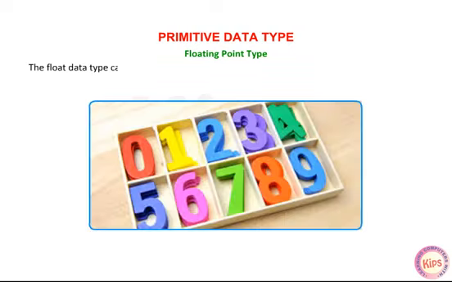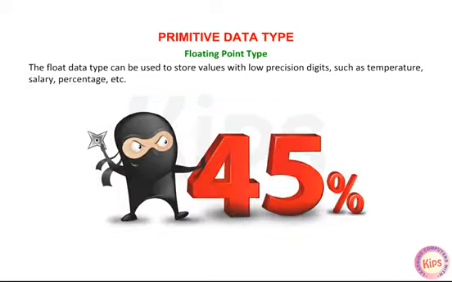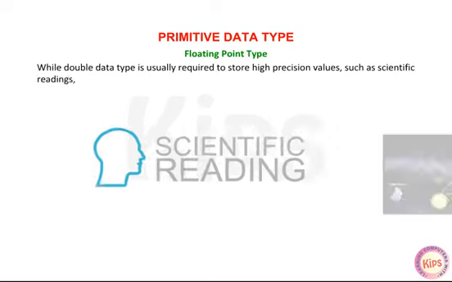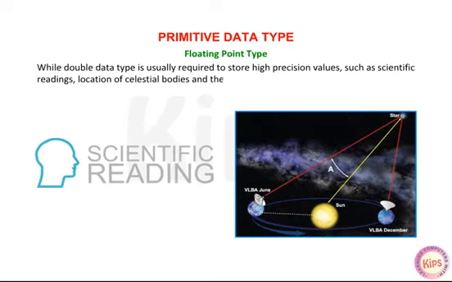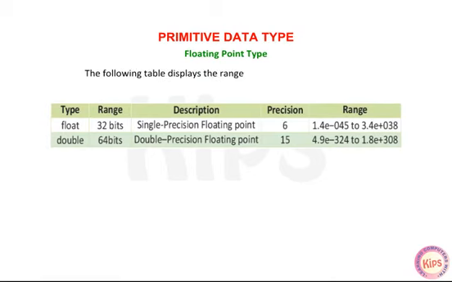The float data type can be used to store values with low precision digits such as temperature, salary, percentage, etc. While the double data type is usually required to store high precision values such as scientific readings, locations of celestial bodies and their distances, etc. The following table displays the range of various floating point data types.